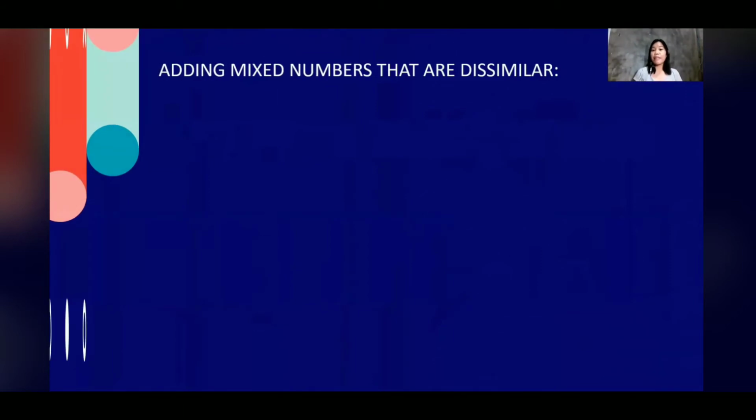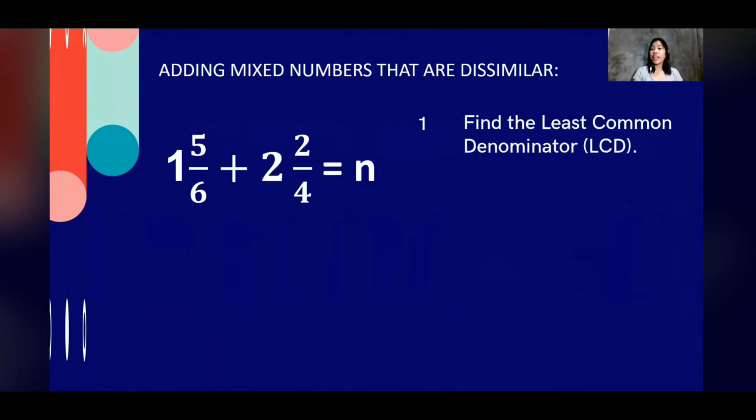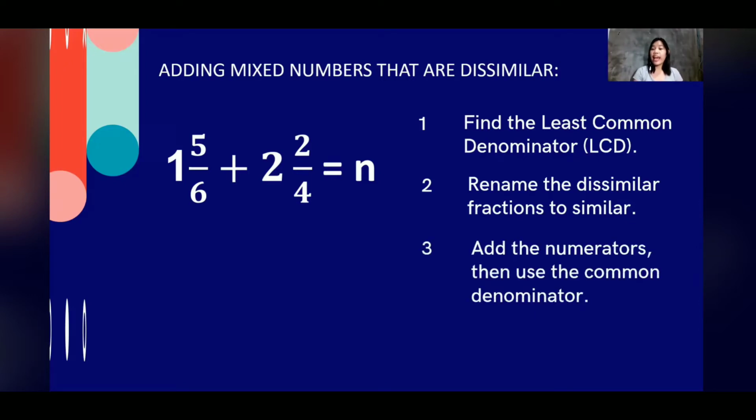Let us now proceed to adding mixed numbers that are dissimilar. Example, 1 and 5/6 plus 2 and 2/4 equals n. First, find the least common denominator, and then we will rename the dissimilar fractions to similar. Add the numerators, then use the common denominator. So as you can see, we will just do what we do in adding dissimilar fractions. The only difference is that we will add the whole numbers here, okay? There are whole numbers that we should add, and we will add those whole numbers separately, all right?